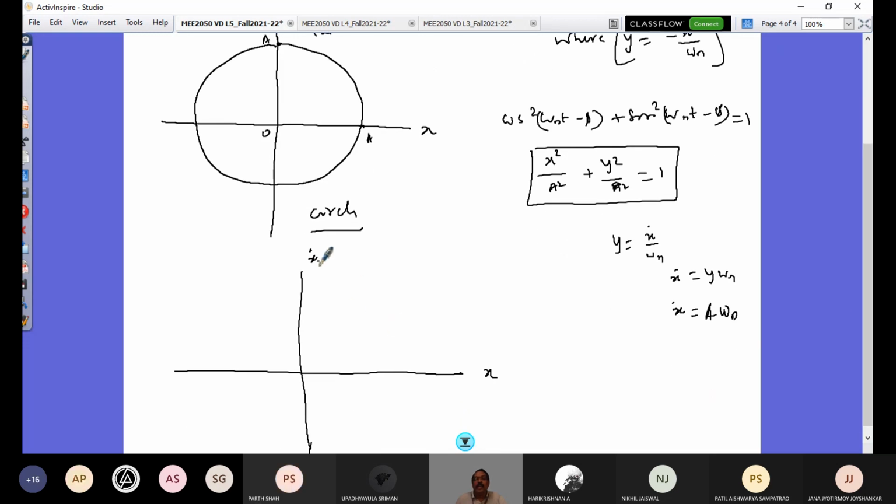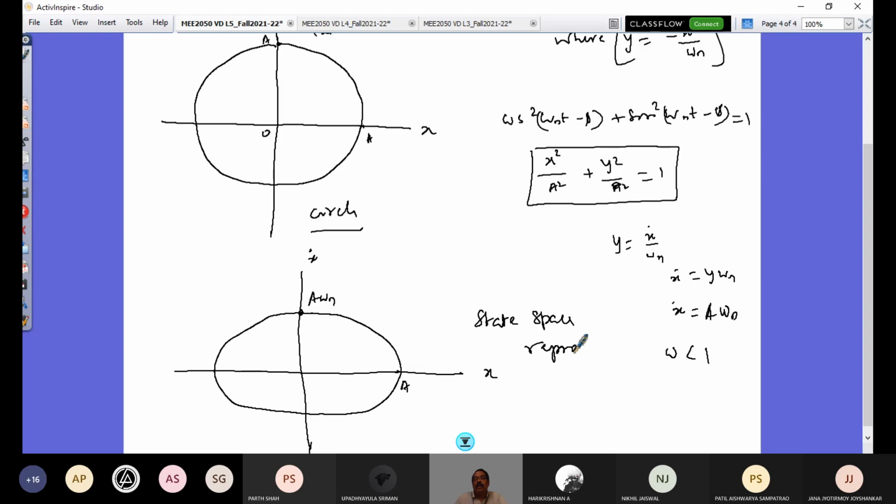But when I put x dot here, what is this axis going to be? Instead of having the radius a, this is going to be a times omega. So if omega happens to be less than 1, then it is going to be the minor axis, and this is going to be the same as the major axis a, and I would have this representation by an ellipse. So this is going to be a omega n, and this is going to be a. This kind of representation is what is called the state space representation graphically.